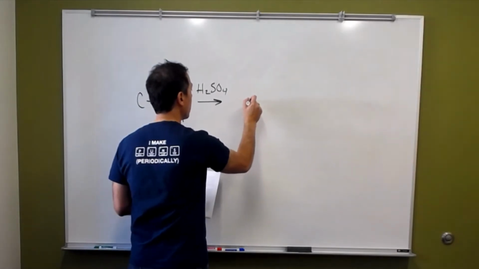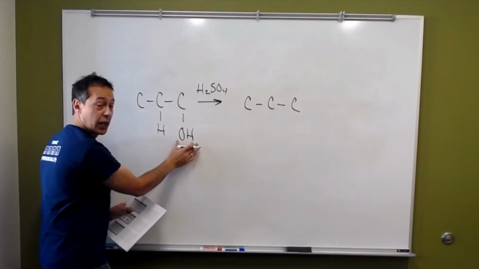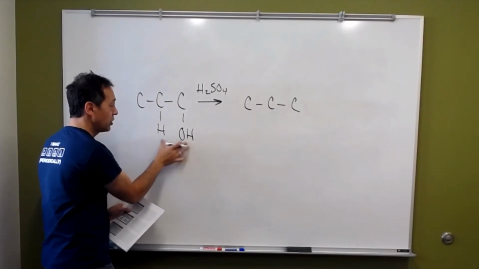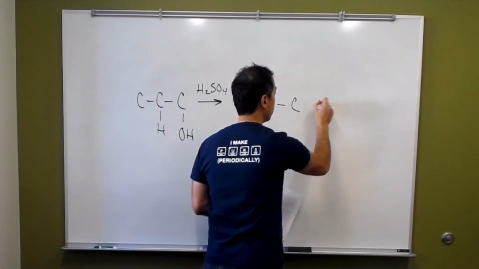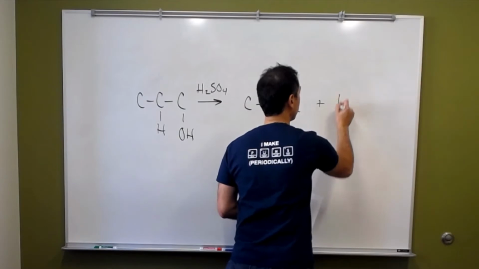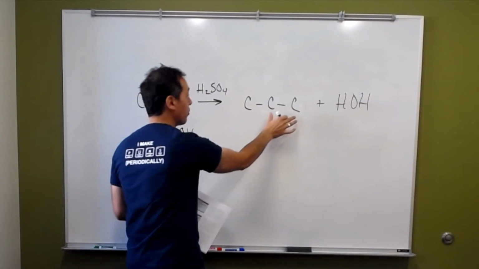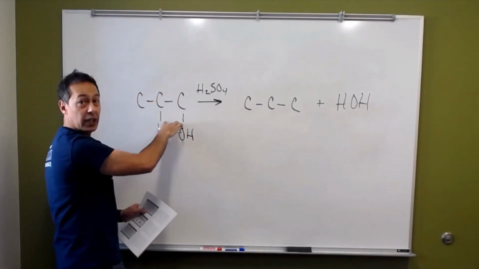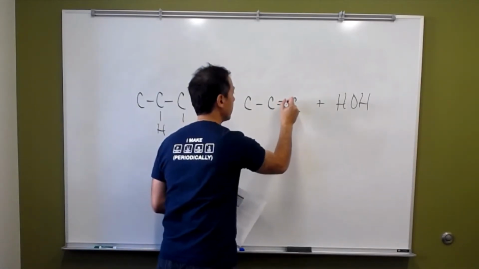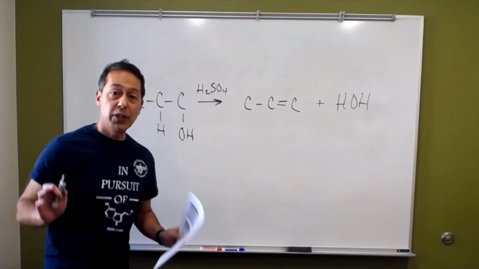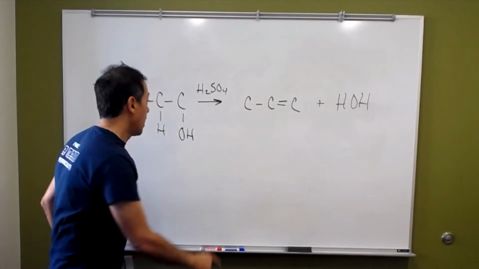So when we remove water, we're going to end up removing a hydroxyl group and a hydrogen. These two will come together and form our water. So over here, I'm going to have water. That came from right here. And then when I remove water, I'm going to take these covalent bonds and bring them together and make a double bond, like that.